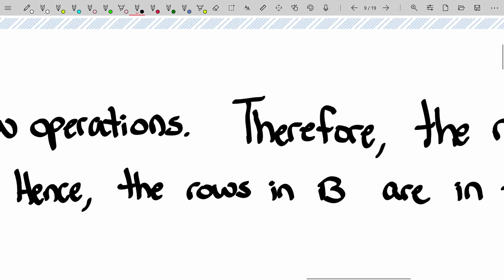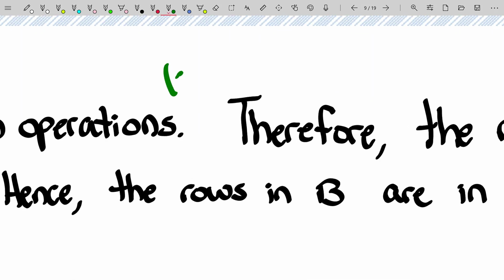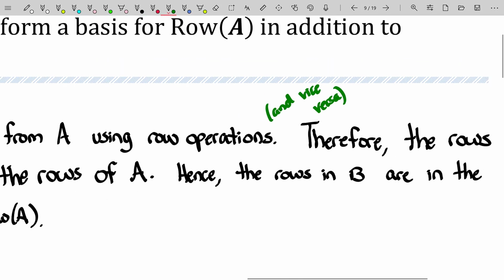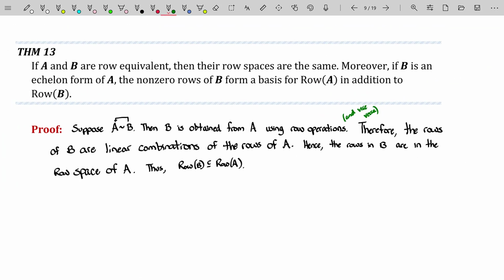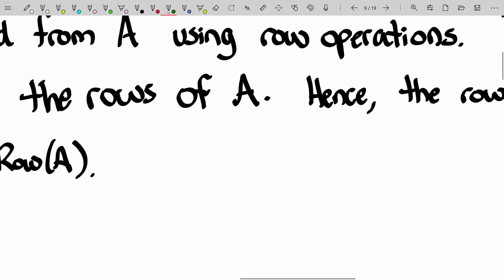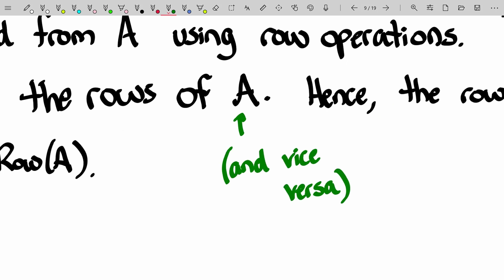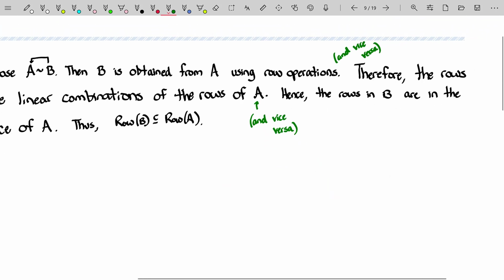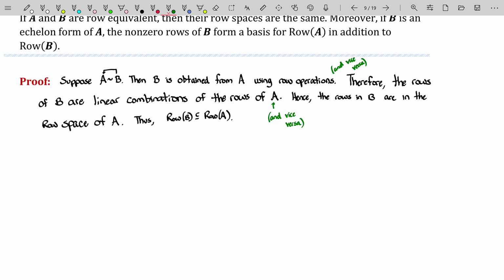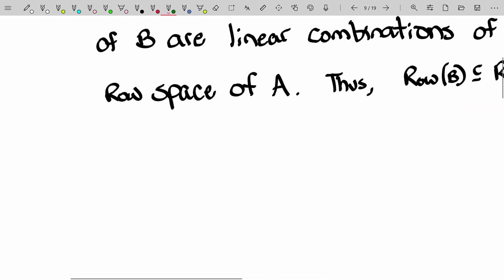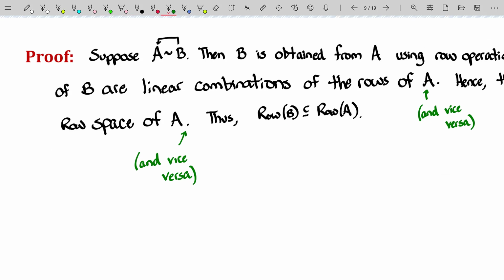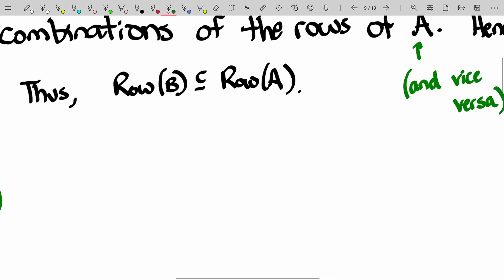So I will tack on to this now my official statement of "and vice versa." Therefore, the rows of A are linear combinations of the rows of B. So I will tack onto that sentence the statement "and vice versa." Hence, the rows in A are in the row space of B. So again, I'll tack onto this sentence "and vice versa." Thus, the row space of A should be a subset of the row space of B, and "vice versa" is what I will tack on here.